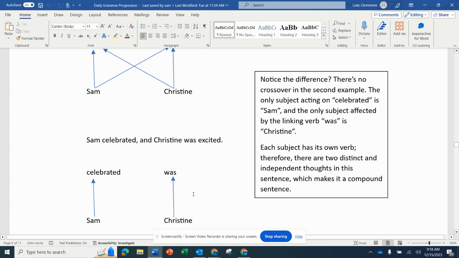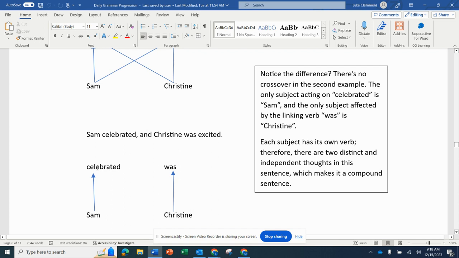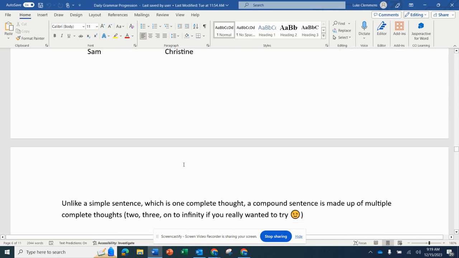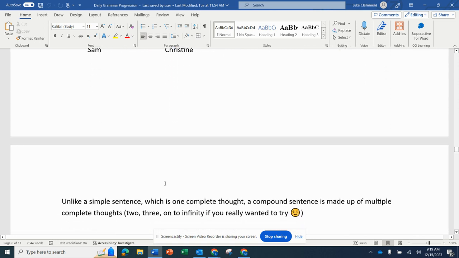Okay? So, one subject acting upon one verb, another subject acting upon another verb. Now we have two different thoughts. This is what makes a compound. Unlike a simple sentence, which is one complete thought, a compound sentence is made up of multiple complete thoughts, two, three, on to infinity if you really wanted to try. You could have a compound sentence with 100 different thoughts all linked together, and as long as it was punctuated right, it would be grammatically correct.